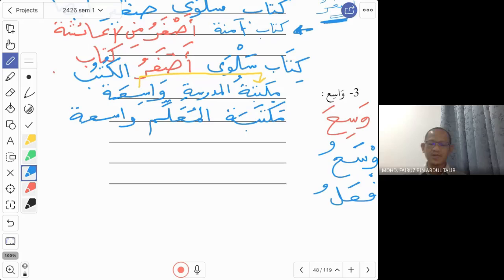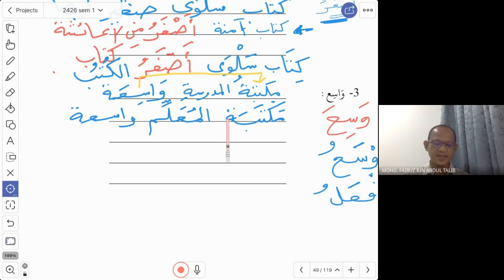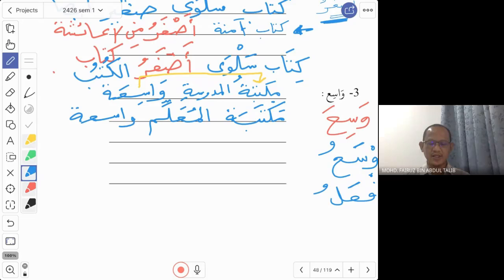So again, wasi'atun is referring to maktaba. Therefore, you need this ta. Yes. Now number 3. So now let's say the library of the university. Al-jami'ah. Maktabatul jami'ah. Yes, maktabatul jami'ah wasi'atun aidan. So it is also huge. Now, wasi'ah.